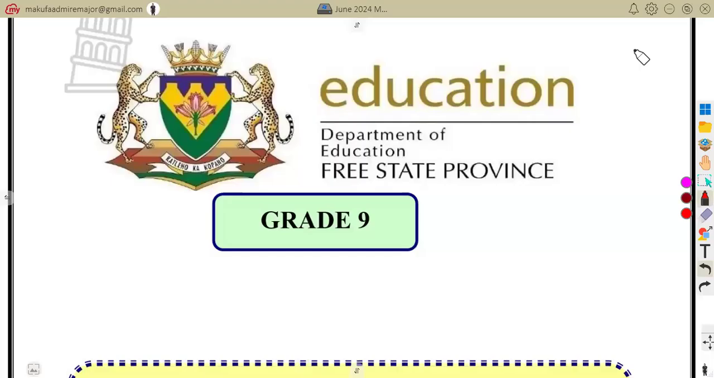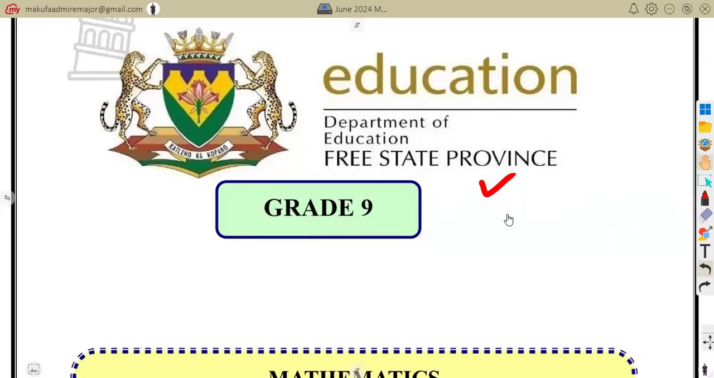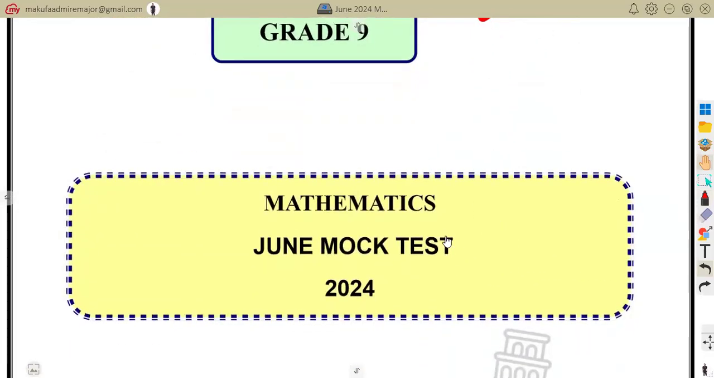So in this case, we are going to consider a revision, which is important as we are preparing for our June control tests that we are having from our different provinces. We are going to consider the Free State province, a June mock test that they wrote in 2024.